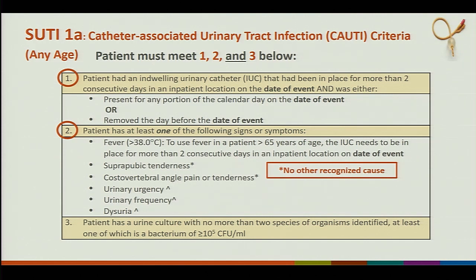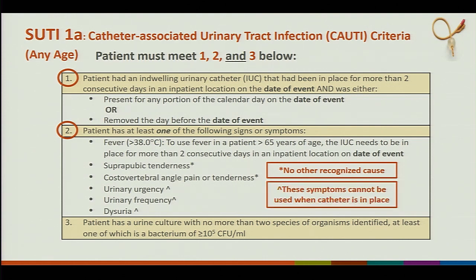With no other recognized cause is addressed in frequently asked question number 14. To use no other recognized cause, it should be clear that the symptom relates to the other cause and is clearly differentiated from a UTI symptom. That's for suprapubic tenderness and for costovertebral angle pain or tenderness. These symptoms cannot be used when the catheter is in place: urinary frequency, urgency, or dysuria. Once that catheter is removed, you can use those symptoms.